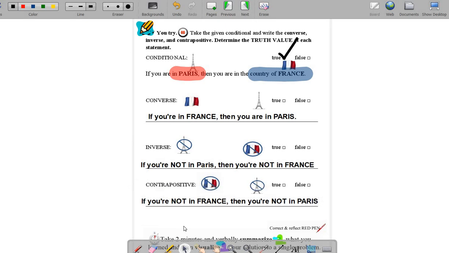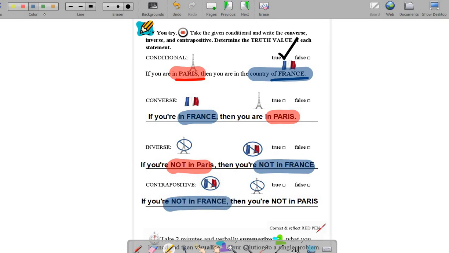Okay, so let's boil it down to the essentials. The original: Paris, France. The converse should read France, Paris. The inverse: not in Paris, not in France. The contrapositive: not in France, not in Paris.